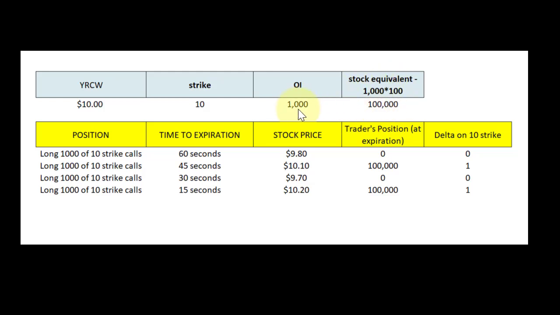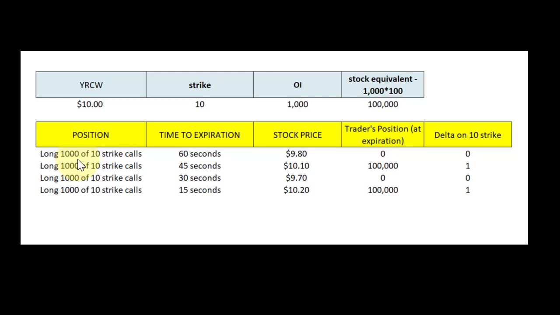Now the stock equivalent, if you're in the money of those 1,000 options contracts, is 100,000 shares of stock, okay? Because if you're long 1,000 calls on the 10 strike and YRCW expires at 11, you're long 100,000 shares at expiration if you didn't cover those options. So let's talk about pin risk and let me explain why it exists and how it works.